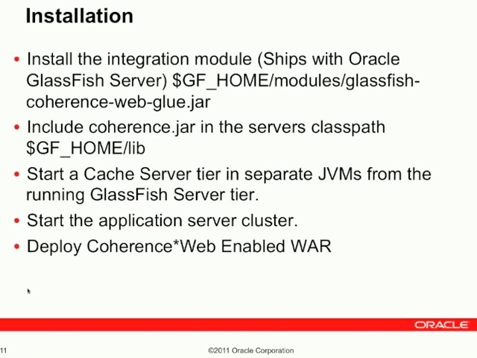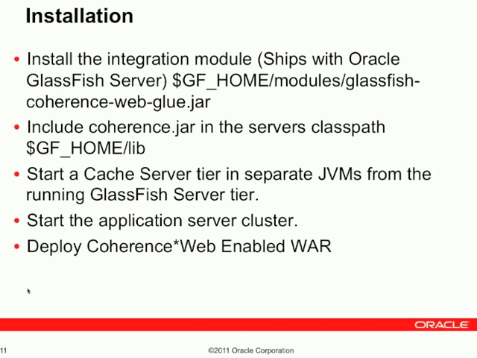The first thing is, if you're shipping with Oracle, what ships with Oracle GlassFish Server is a module called glassfish-coherence-web-glue.jar. This really provides the SPI-based implementation for Coherence Web. The second step is you have to include the Coherence jar in the server's class path if you're going to be using the server scoped or server scope node isolation. If you're not, then you would package it in your application, either in your lib directory or in your WEB-INF/lib directory if you're deploying a WAR file.